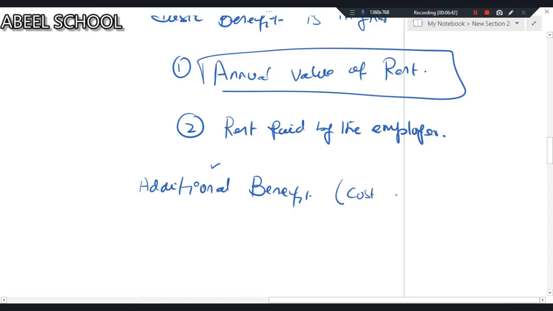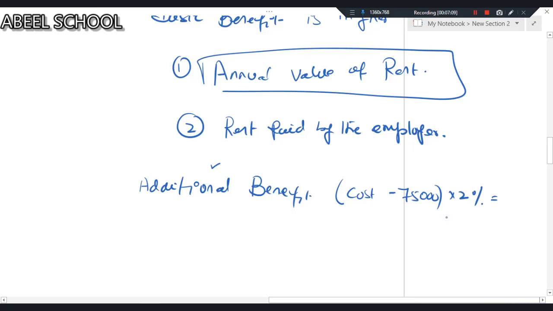Simply cost minus £75,000, which is fixed, into 2%. 2% is the official interest rate in Finance Act 2022, and it was the same in 2021 as well. Another important point, this 2% official interest rate will be given to you in the exam in tax rates also. So additional benefit only arises when, number one, it is a purchase accommodation by the employer.